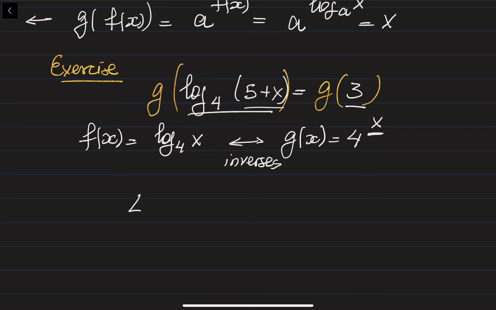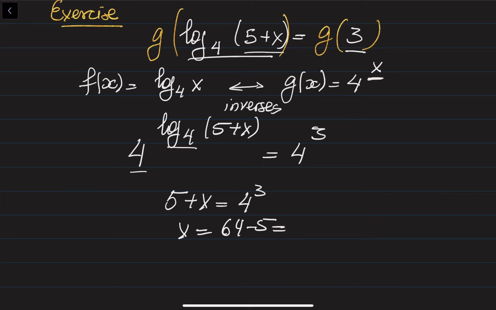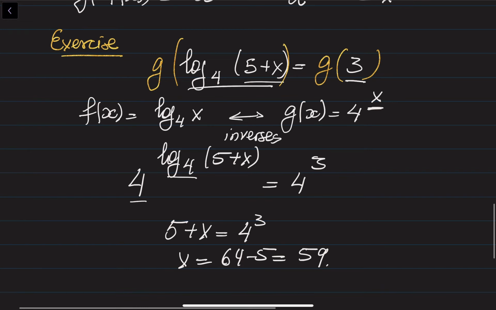So this is going to be 4 to the power of logarithm base 4 of 5 plus x is equal to 4 to the power of 3. Then we know that this is going to cancel this one because they are inverses, right? So it's going to be simply 5 plus x equals 4 to the power of 3, which is 64, right? Then I'm going to find x from there. It's going to be 64 minus 5, which is equal to 59.